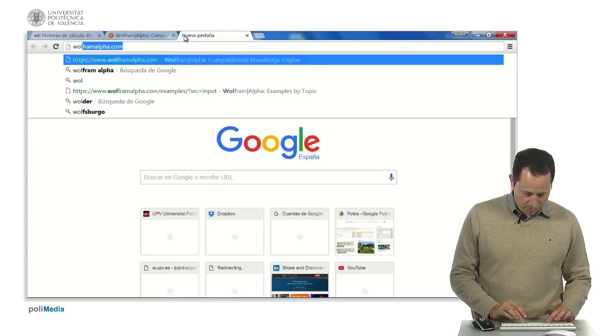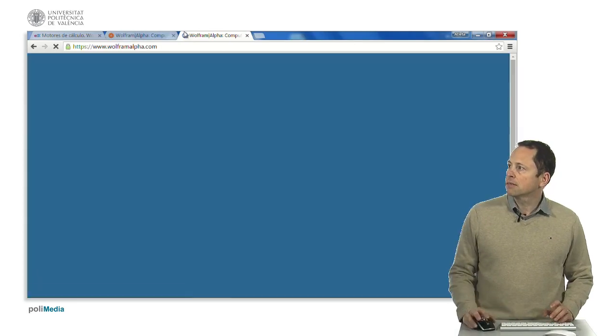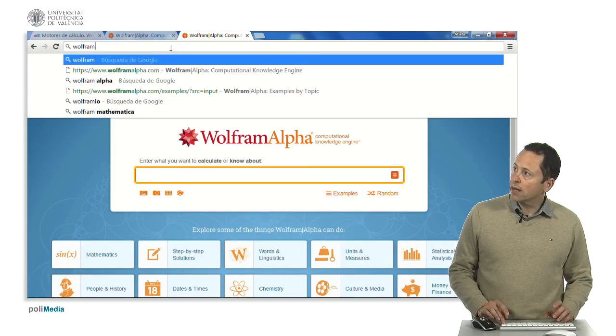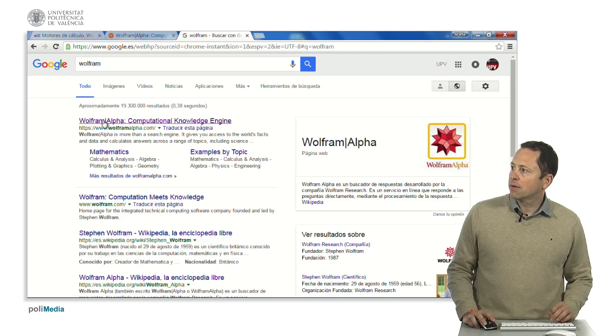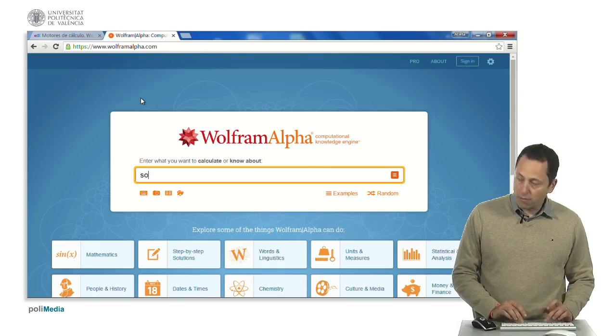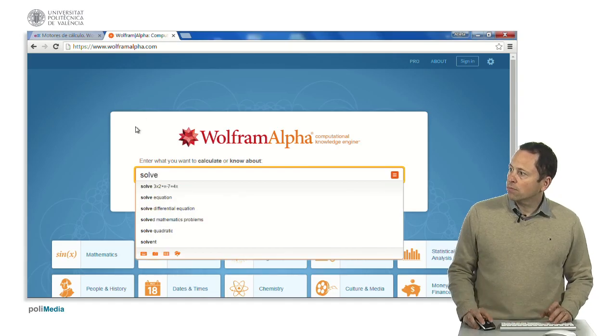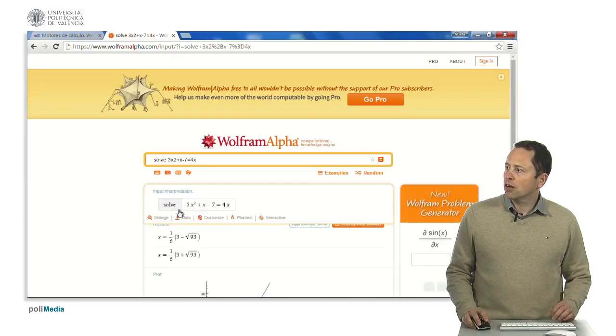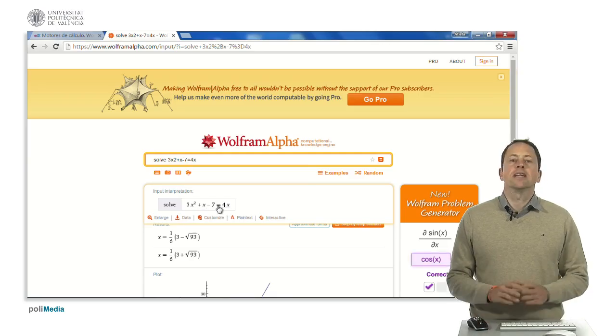If we search for Wolfram in a browser directly here, let's see if I can get it right. Google searches for it, and I click on this first Wolfram Alpha result. What Wolfram Alpha actually does is calculate. For example, we can type here, solve, and the following equation, for example, this one, 3x^2 + x - 7 = 4x. The program will interpret it, and now it's going to tell us how it has interpreted it: 3x squared plus x minus 7 equals 4x.